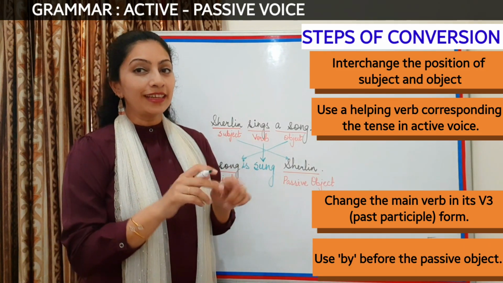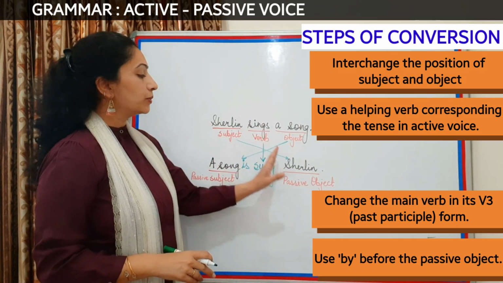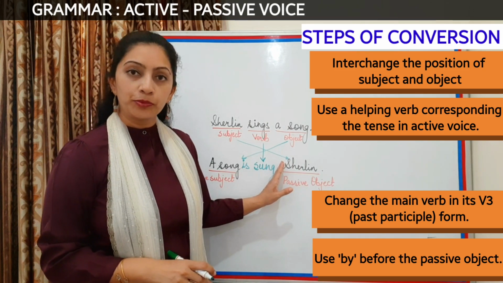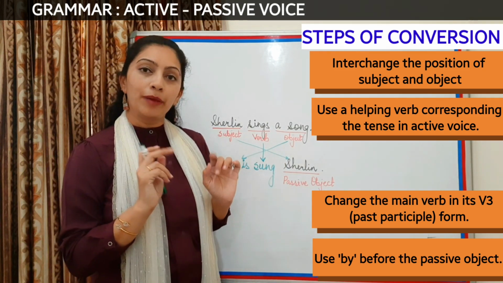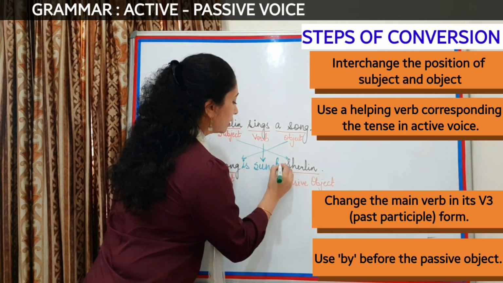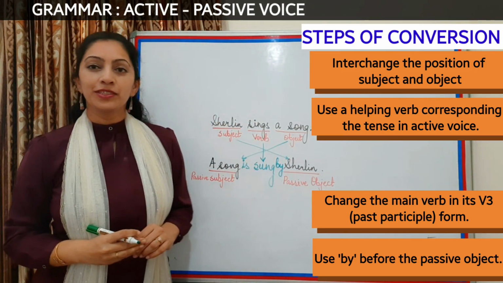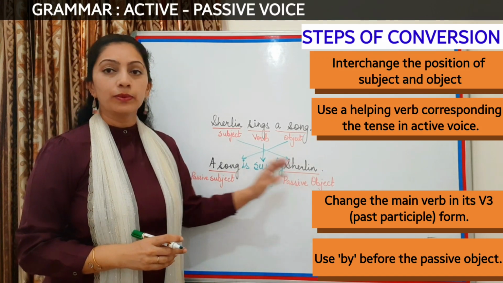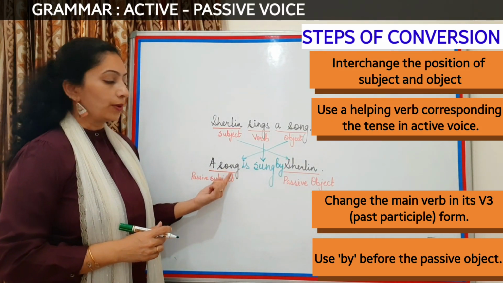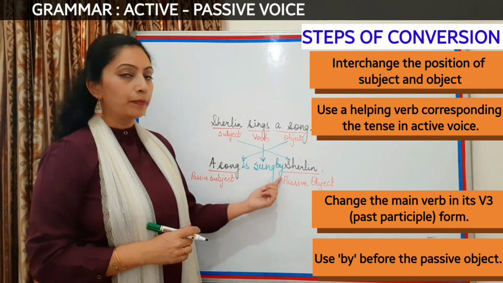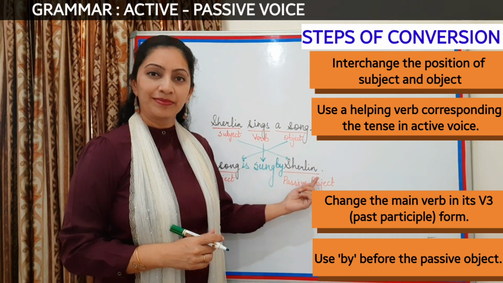Now the next rule says that I have to use a preposition before the object, and the preposition to be used in passive voice is the word by. So I have to mention here by. So it tells me by whom it was done. Now the sentence becomes a song is sung by Sherlyn.